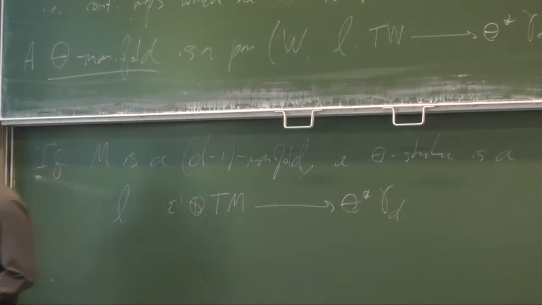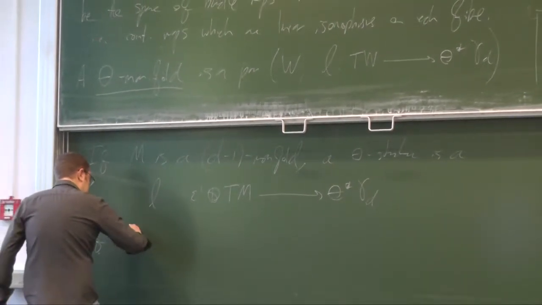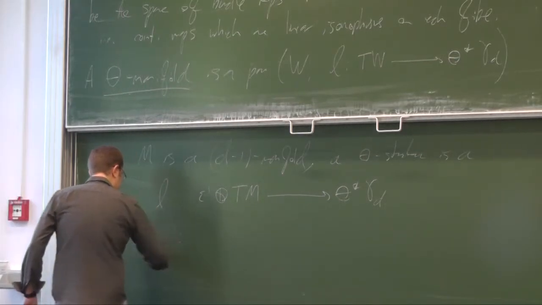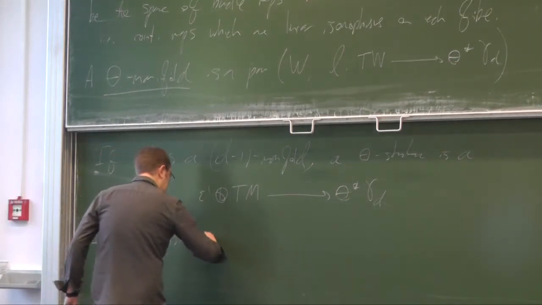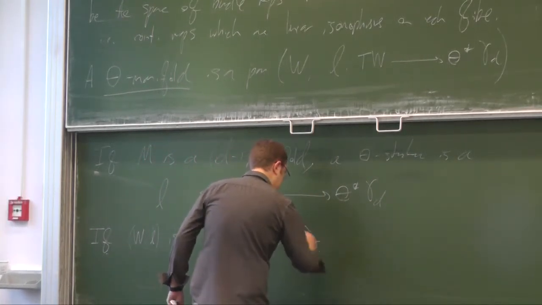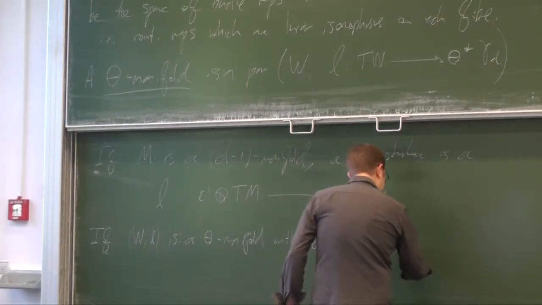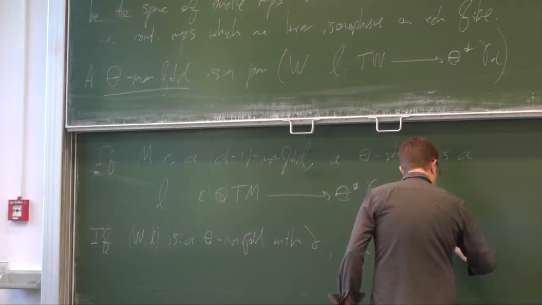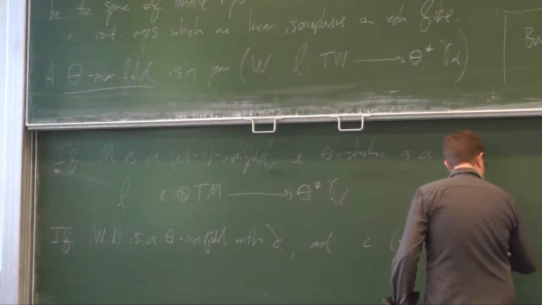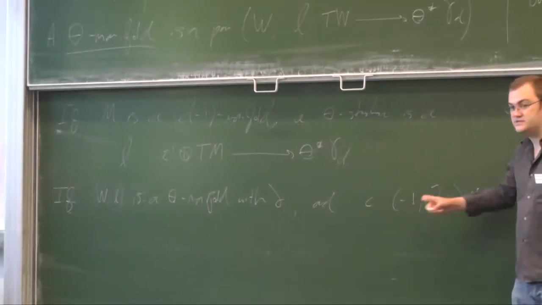That'd be my guess. And now, if W, L is a theta manifold with boundary, and the boundary has a collar, and we have a given collar, what am I calling it? W. Okay? Then we can differentiate that collar in this direction.